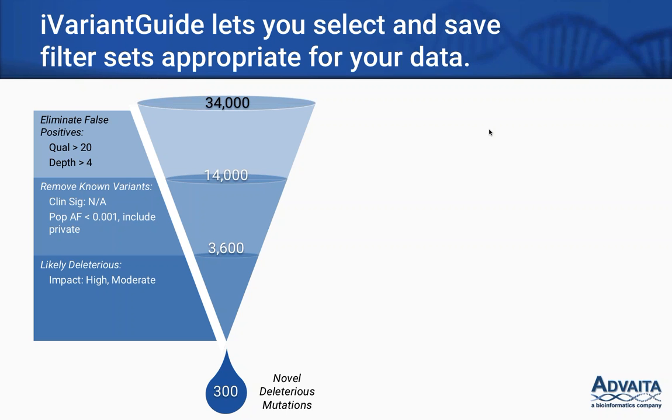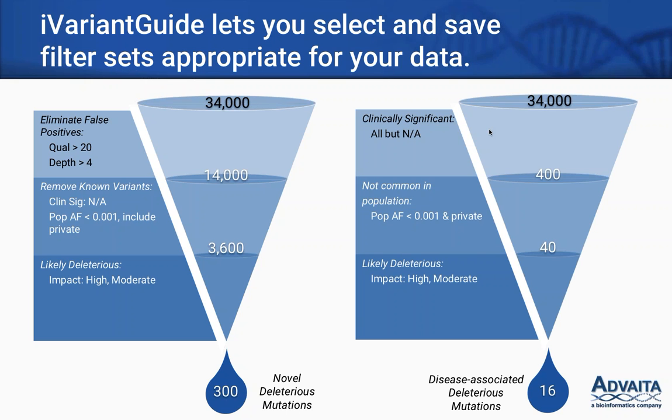choose. We also recognize that there's almost an infinite number of ways to combine filters to identify causal variants of interest. On the same data set, we can apply a different set of filters to identify disease-associated deleterious mutations. In this case, we find 16 candidate mutations in our data set. And this is where most other applications stop. But we're not finished with variant analysis because we don't have an actionable hypothesis to take back to the bench.